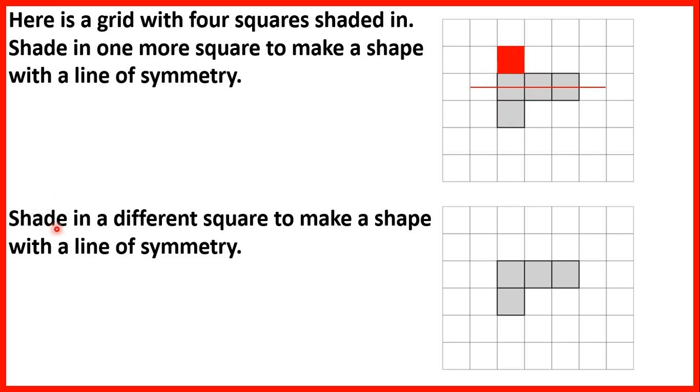But now we need to shade in a different square to make a shape with a line of symmetry. So we can't shade the same square that we shaded above, we need to shade a different square, which means we need to find a different line of symmetry. Well, if we shade this square here, then we can have our line of symmetry down the middle, because then we have the shape reflected, so the same on both sides. So here we have a vertical line of symmetry.